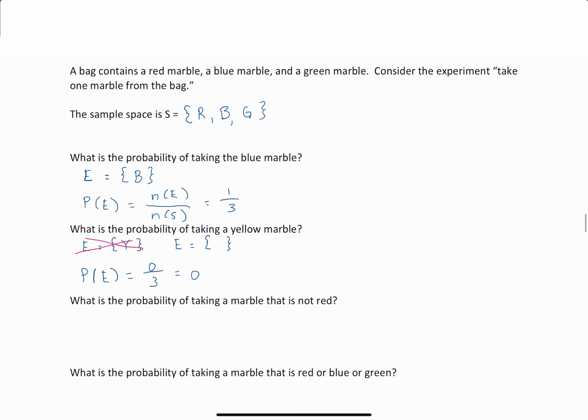Okay, moving on. What is the probability of taking a marble that is not red? In that case, the event we're talking about is the event of taking either a blue or a green marble, and the probability of that event then, n of E over n of S, is 2/3.